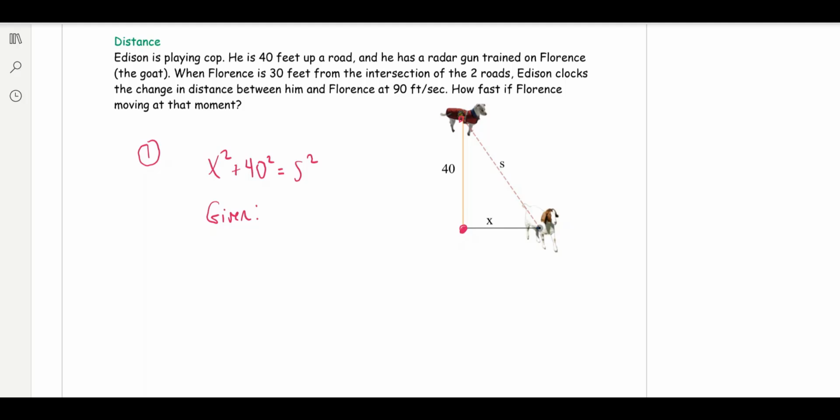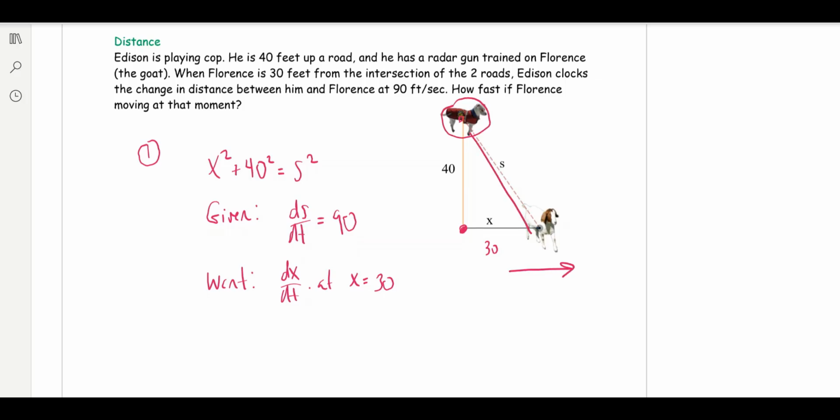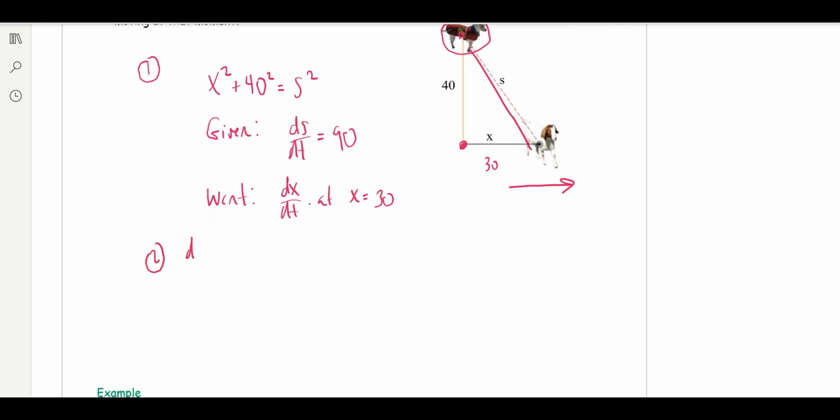When I read through that, I see when Florence is 30 feet from the intersection, Edison clocks the change in distance between him and Florence at 90 feet per second. So we're given ds/dt equals 90. And that's when Florence is 30, that's when x is 30. So we want, at that instant, which is when x is 30, the rate that Florence is moving at that moment. So we want dx/dt at x equals 30. So Florence is moving this way. Edison's the cop. He's just sitting there. He's clocking the distance.